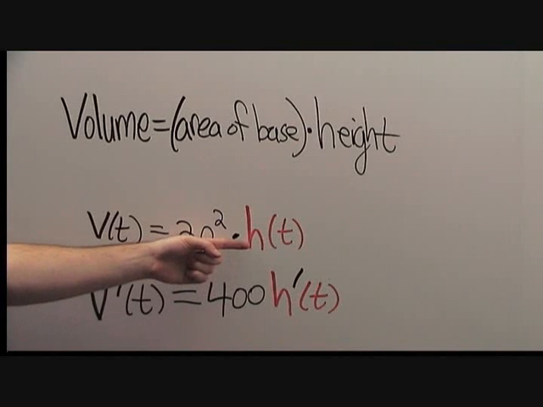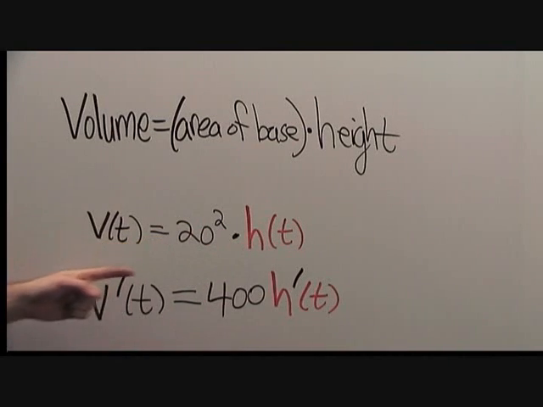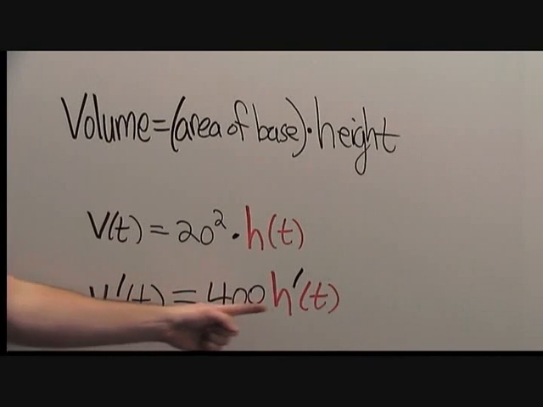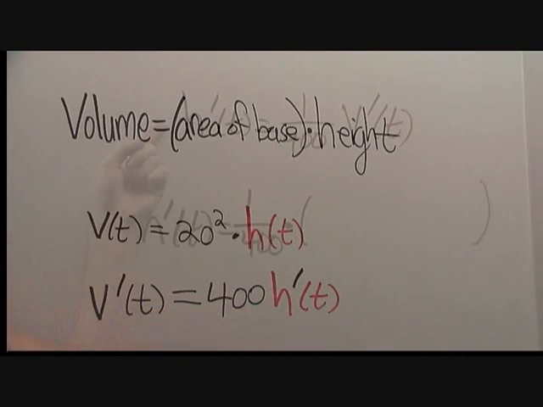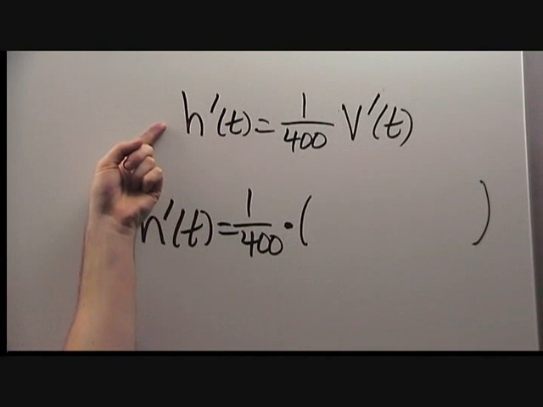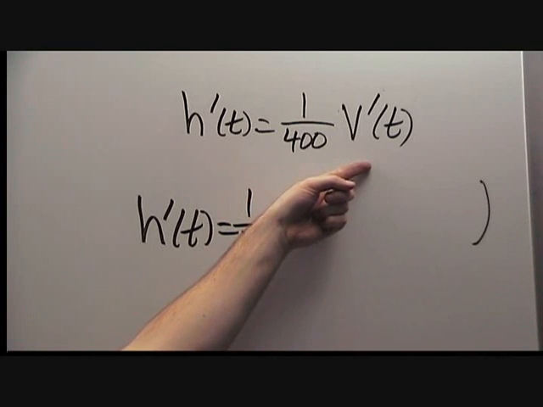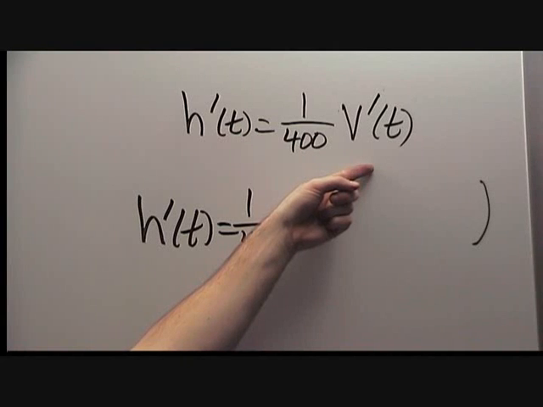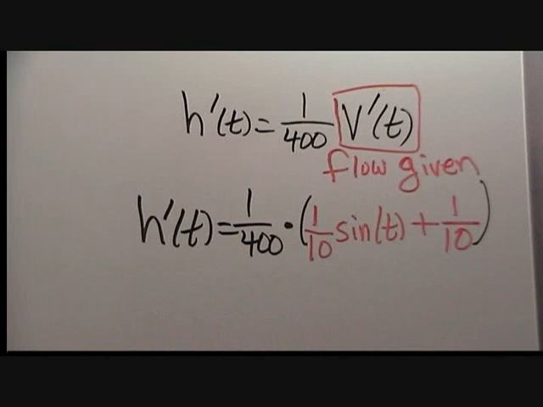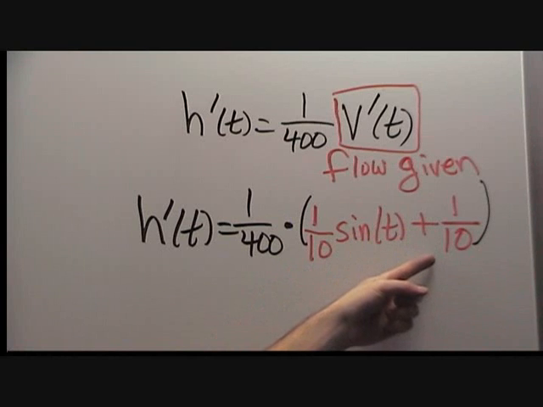This expression is easy to differentiate on both sides. On the left, we have V prime of t, and on the right, we have 400 times h prime of t. Rearranging the last equation tells us that h prime of t is equal to 1 over 400 times V prime of t. Remember, V prime of t was the rate of change of volume, which was the flow, and that was given. It is equal to 1 over 10 times the sine of t plus 1 over 10.